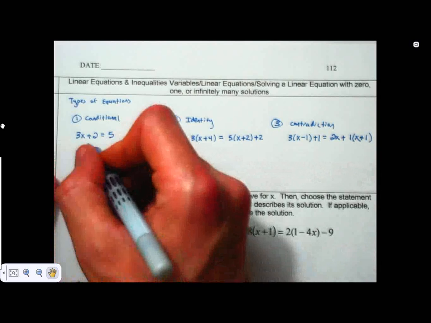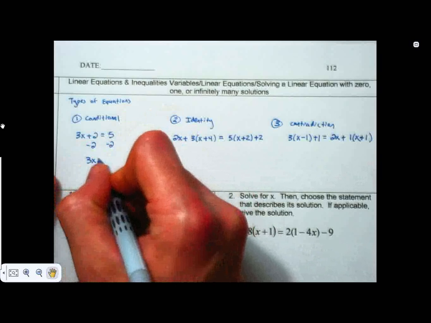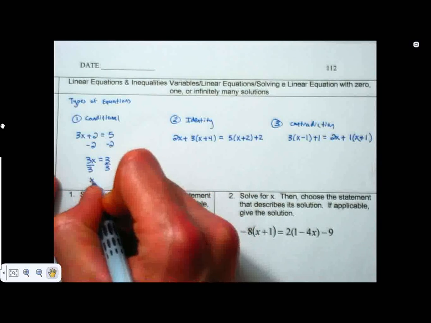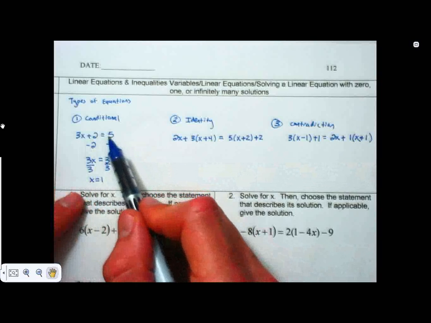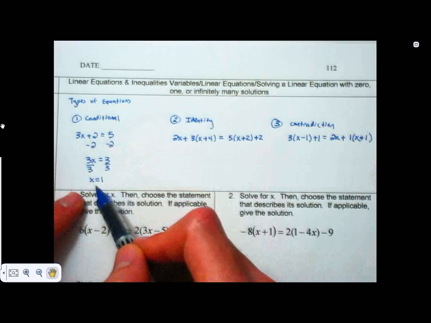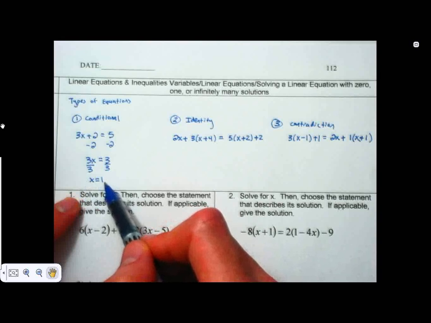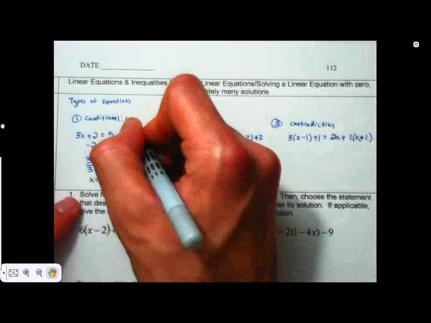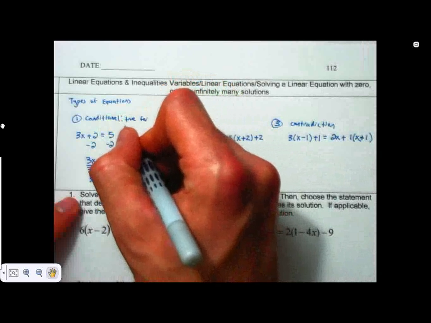So if we solve this equation, subtract 2 from both sides, and we get 3x equals 3. And then if I divide both sides by 3, I'm left with x equals 1. Well, what that means is that this equation is true if, and only if, x is equal to 1. So it's only true under certain conditions, and those conditions are if x happens to equal 1. It's not true if x is any other number, for example. So a conditional equation is true for some x values.